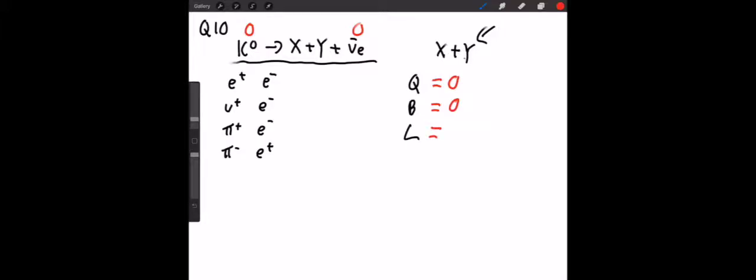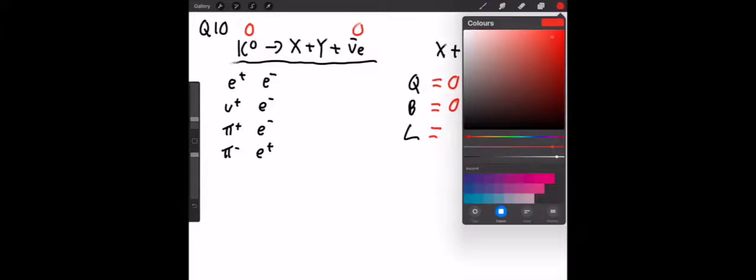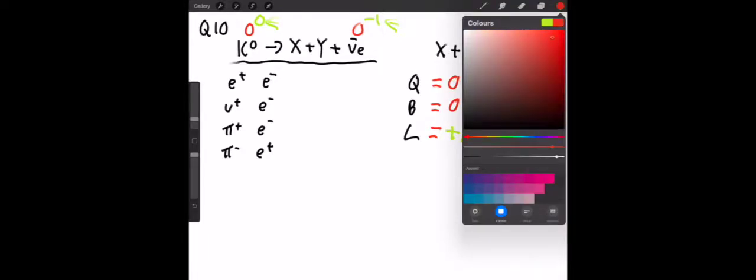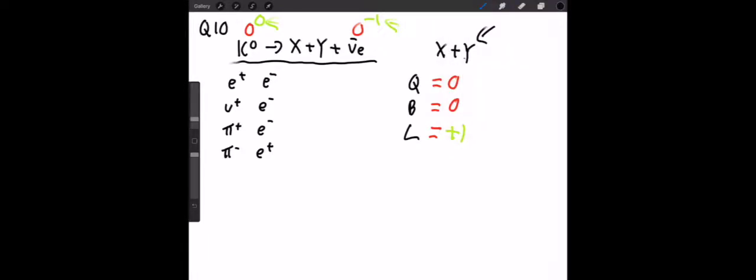And the lepton number, that would be 0 there. This is -1, so I'm going to need a lepton number of +1 in order to compensate for this -1 and give me my lepton number of 0 over here. And that's really just a case of going through all these to eliminate the possibilities. So we'll do them one at a time.